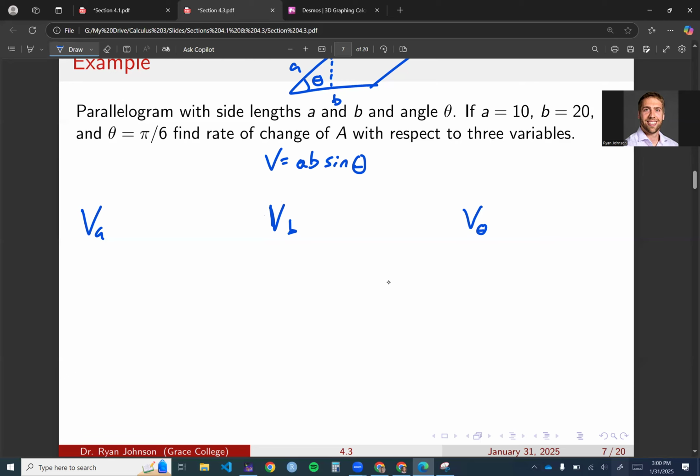All right, so VA is B sine theta. VB is A sine theta. And V theta is AB cosine theta. Right? So then if I plug in these numbers, A is 10, B is 20, theta is pi over 6, what are all those equal to?